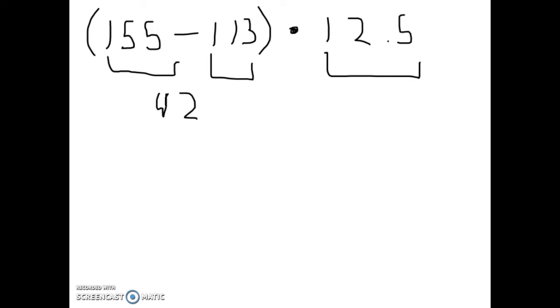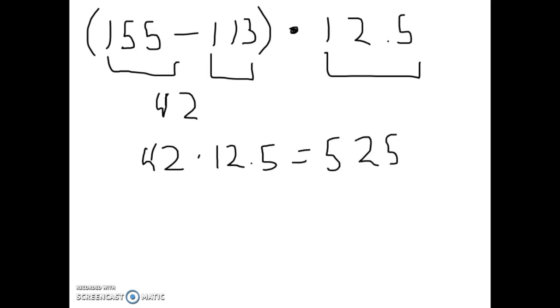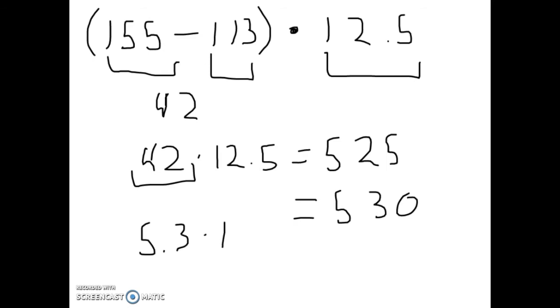So the initial math gives you 42 times 12.5 equals 525. But because 42 only has 2 significant figures, we need to round it to only have 2 significant figures. So the answer should be 530. Or, if we want to be less ambiguous about the number of significant figures, 5.3 times 10 squared.